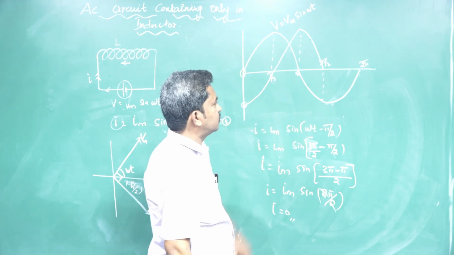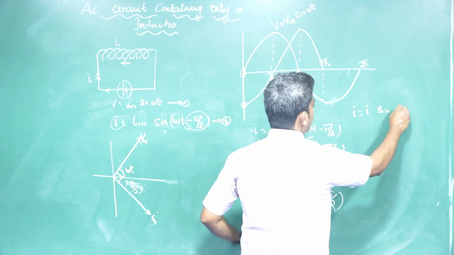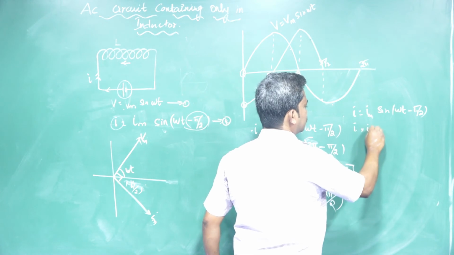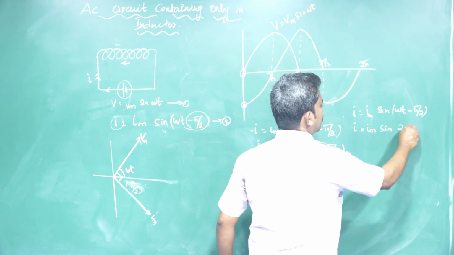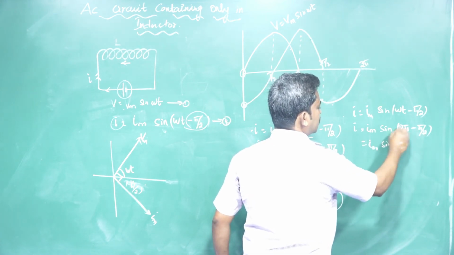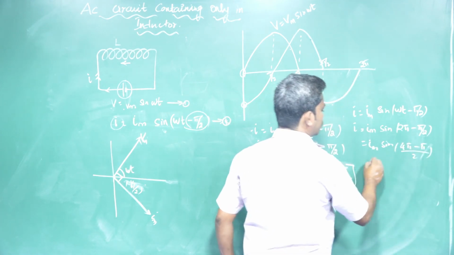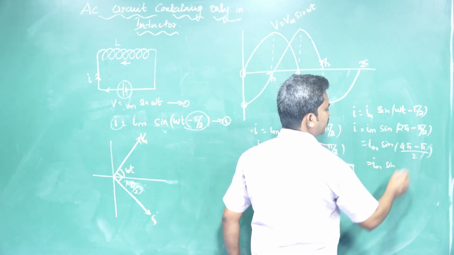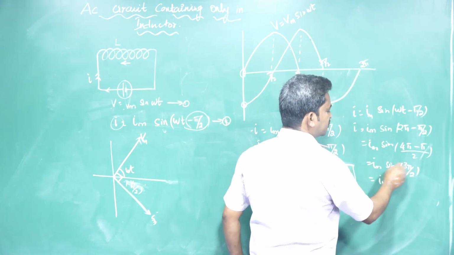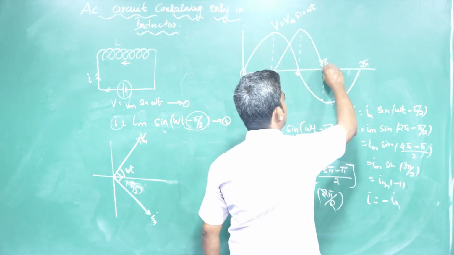And the next one, the last one, is 2π. I = Im sin(ωt − π/2), with ωt equal to 2π, so I = Im sin((4π − π)/2). So I = Im sin(3π/2), and sin 3π/2 has the value minus 1. So I = −Im.